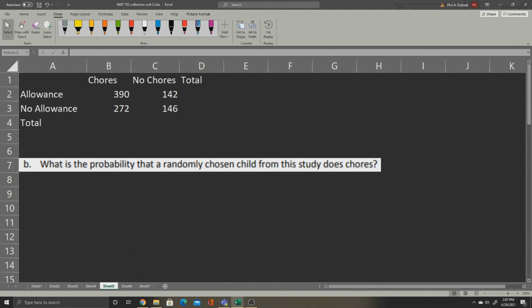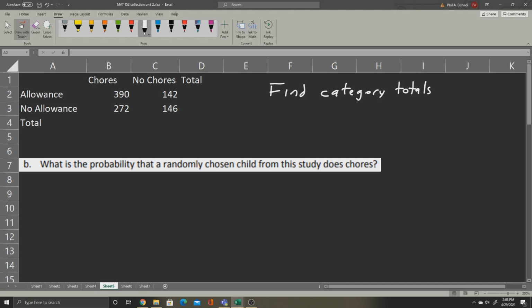In this problem, we have a data table of children, some of whom do chores and some of whom don't. Also, some of these children receive allowance while others don't. We'll be asked a series of probability questions based on this table. But before we do anything else, let's find all of the category totals first.